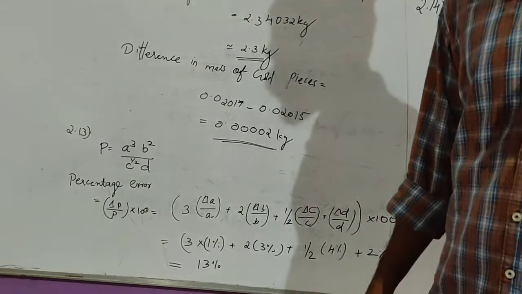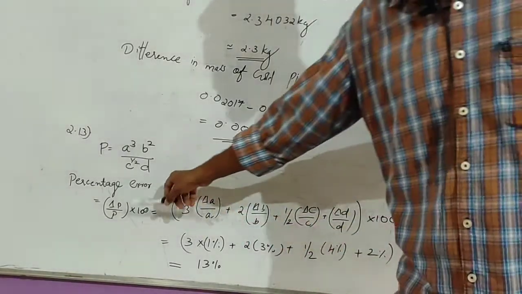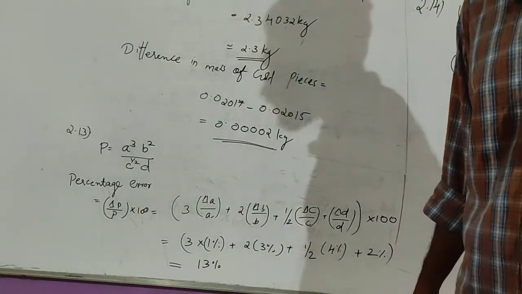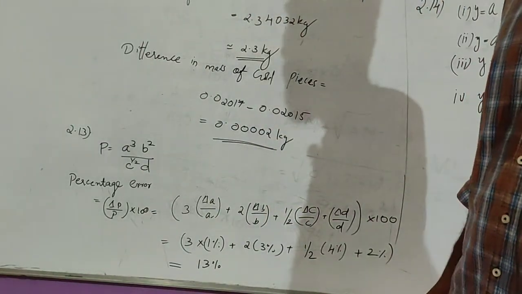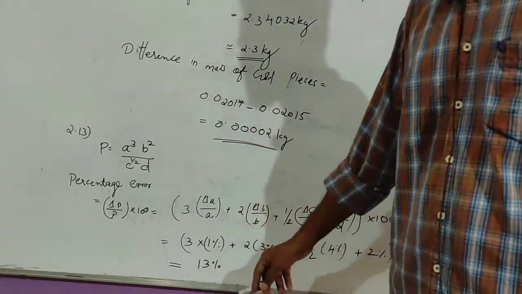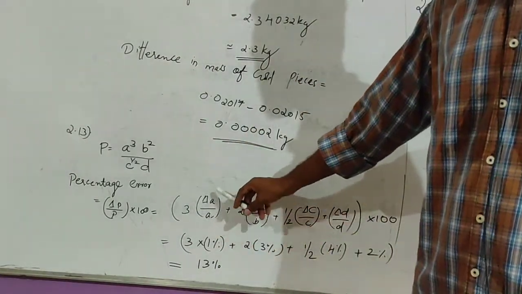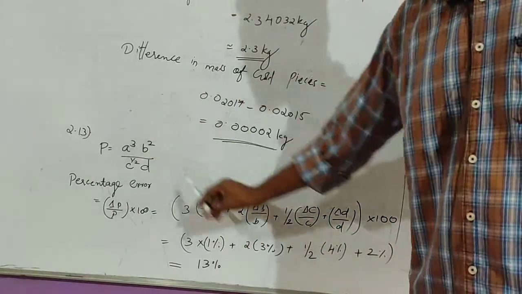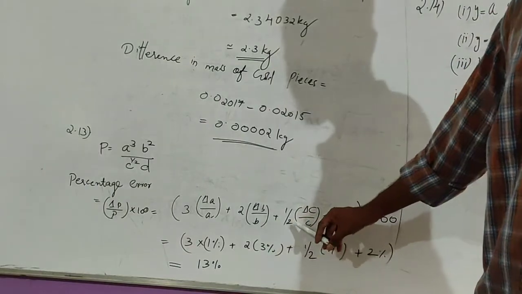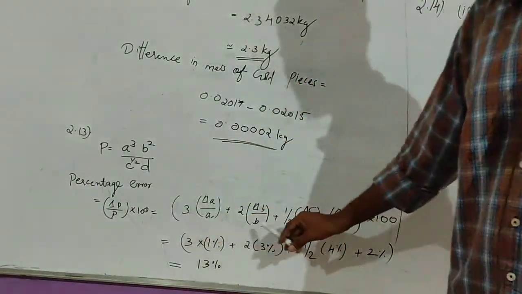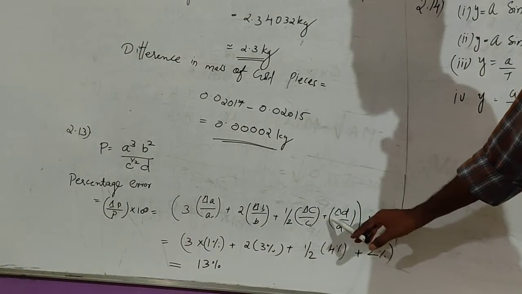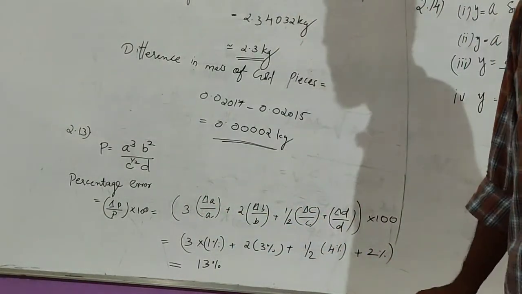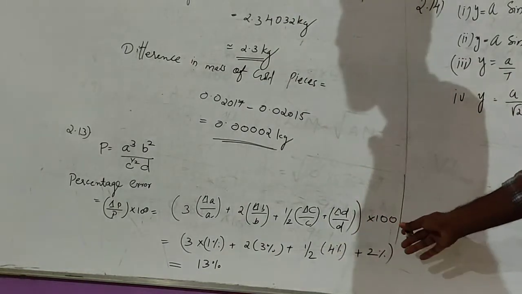So first of all you have to find out the relative error. So it is delta P by P. If you are multiplying that with 100, then you will get the percentage error, isn't it? So delta P by P is equal to 3 into delta A by A plus 2 into delta B by B plus half of delta C by C, that is c raised to 1 by 2, plus delta D by D, that is raised to 1 only. So all into 100 will be the percentage error.